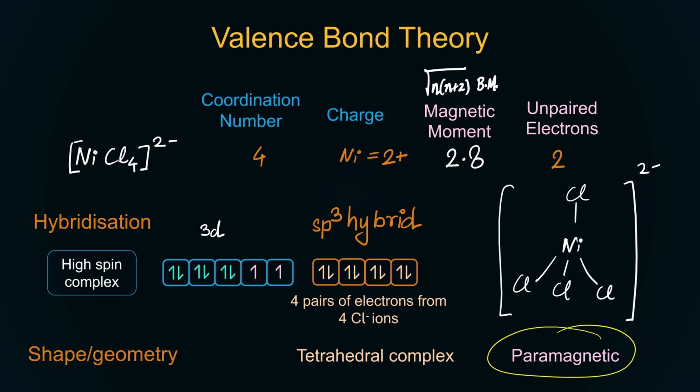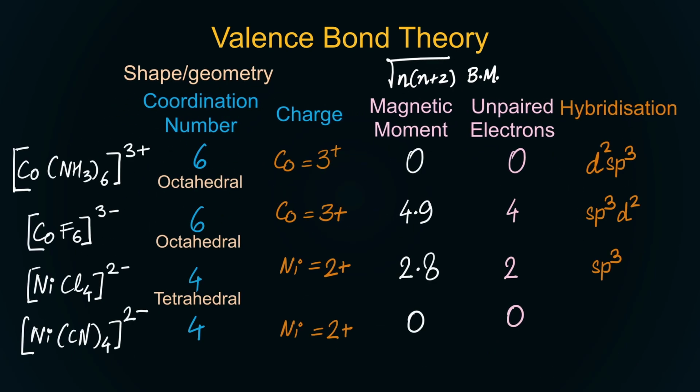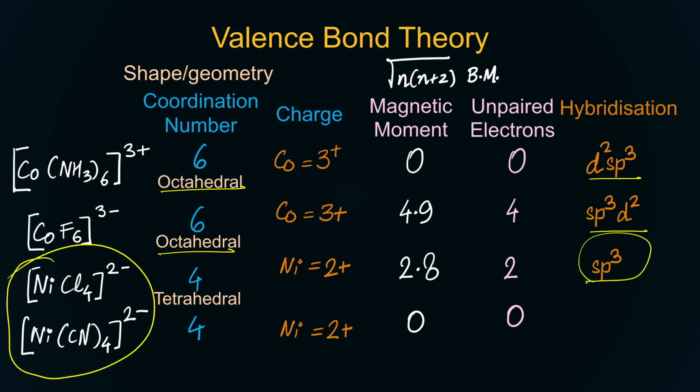We've figured this out. If you've checked out the other video on coordination number 6, you'll know that we identified that both of these are octahedral. This was d2sp3, this was sp3d2. If this seems unfamiliar, check that video out. But for now, in this video, we're going to focus on these two complexes. So this is sp3, which is what we've just figured out, with 2 unpaired electrons. Let's look at the next one.